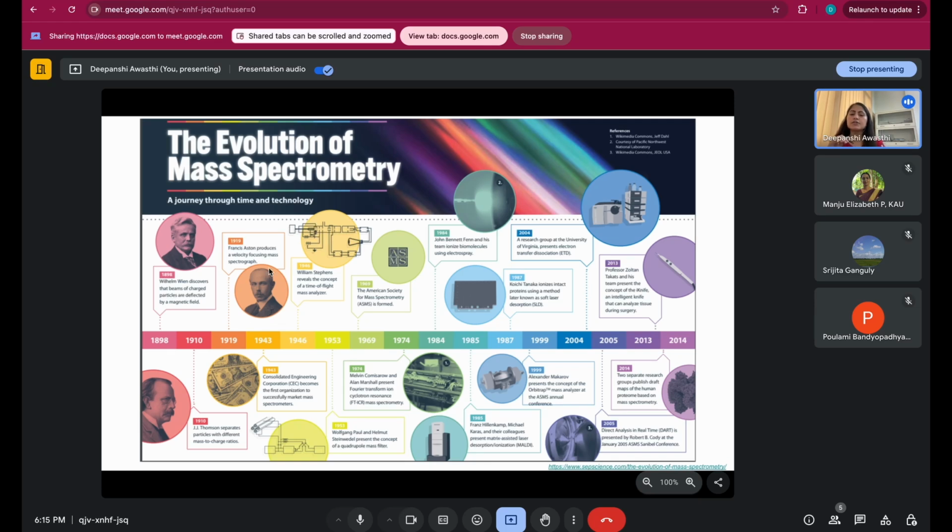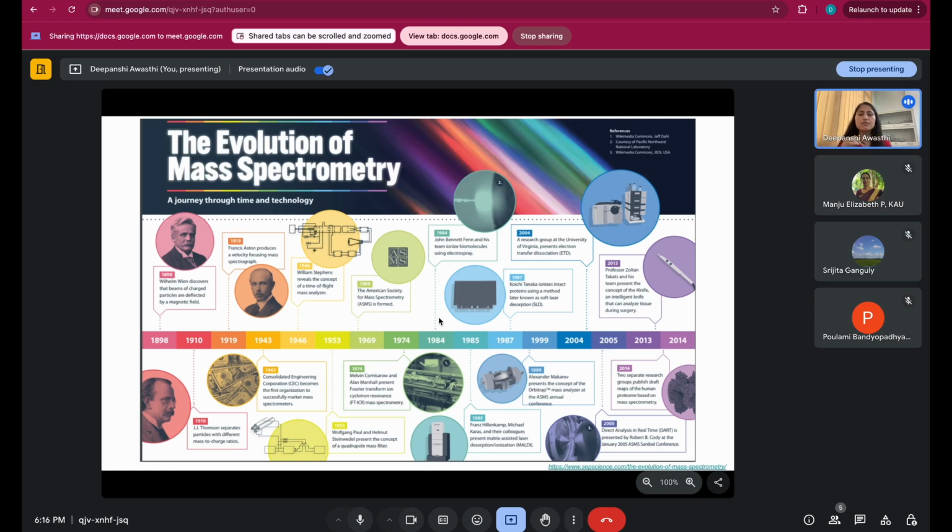And later on, after Aston, different advancements happened, different techniques came up, and then some corporations such as Consolidated Engineering Corporation were the ones to market that mass spectrograph so that more and more people could use it. It was quite advanced for that time, in the 1940s. Then later on, slowly, different mass analyzers came up, such as the time of flight analyzer, then quadrupole, then ion trap, then later on MALDI.